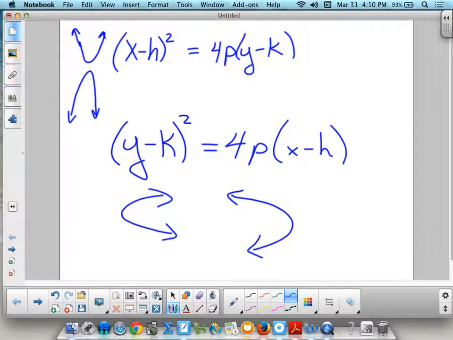Remember the p-value? The p-value is the distance from the vertex to the focus. In this case, it would be negative. In this case, it would be positive. Here it would be negative. Here it would be positive p. Okay? All right, that was a quick review.